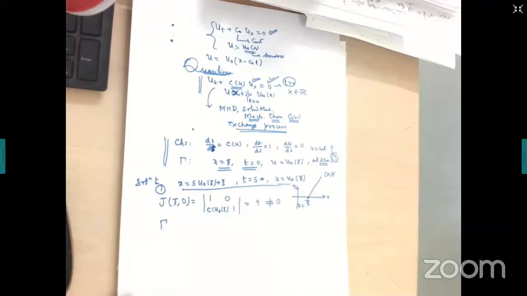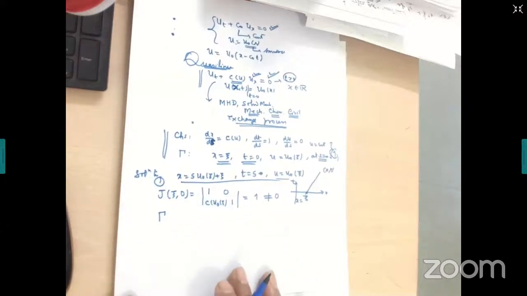Any query from anywhere? Yes, sir. In the solution where you have written x is equal to s u naught xi, it should be c of u naught xi.